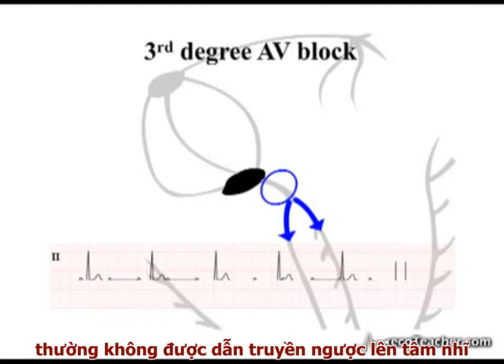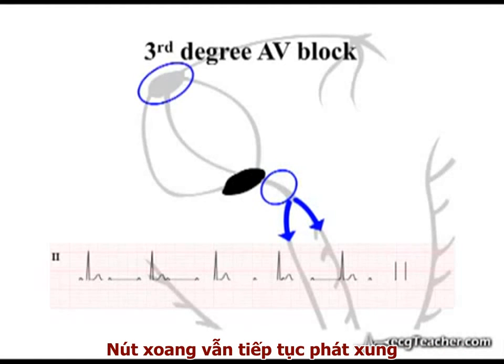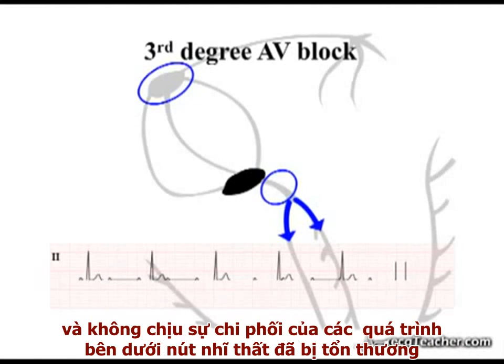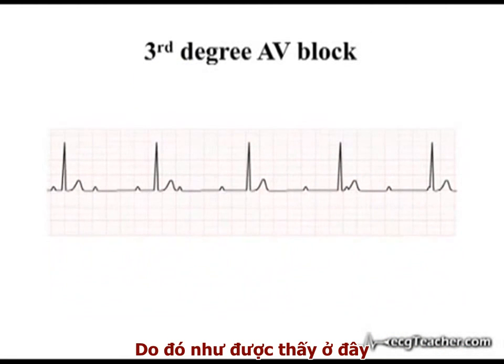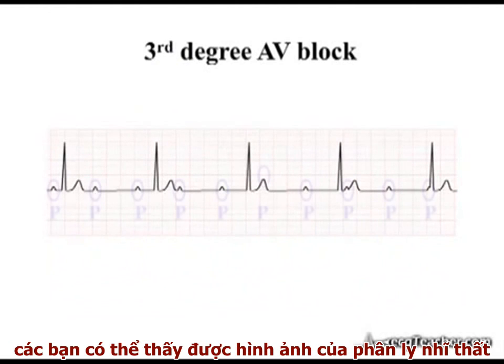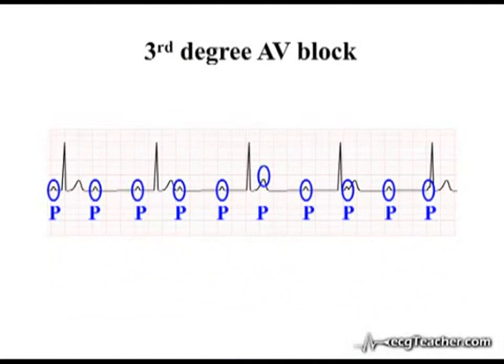However, as the discharges from the bundle of His are not transmitted to the atria, the SA node continues to fire uninfluenced by events below the damaged AV node. Hence, as shown here, the presence of AV dissociation should be detectable.